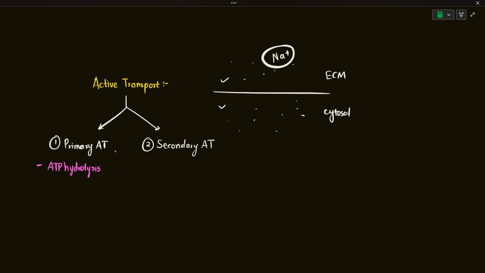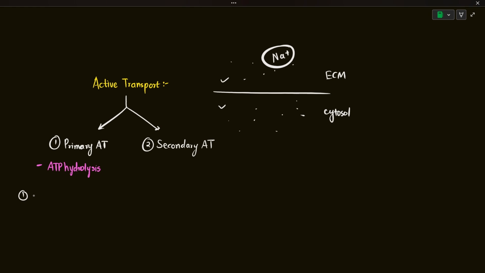Okay, so depending on the conformations of the transporters that are going to carry out the primary active transport, there are different types of ATPases, because they are the enzymes that are going to break ATP, and that is why we call them ATPases. So depending upon how they do the ATP hydrolysis, there are different types of ATPases that are going to carry out the primary active transport.